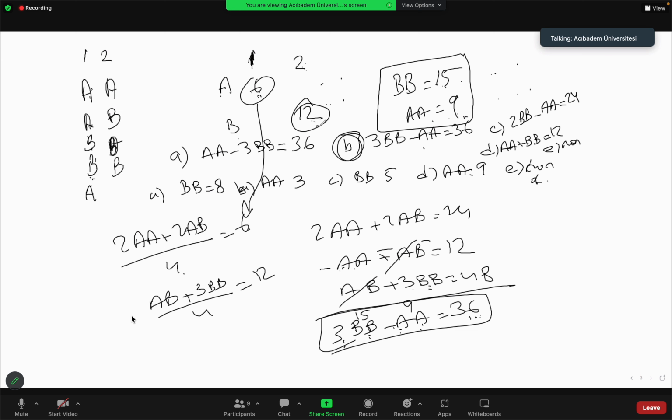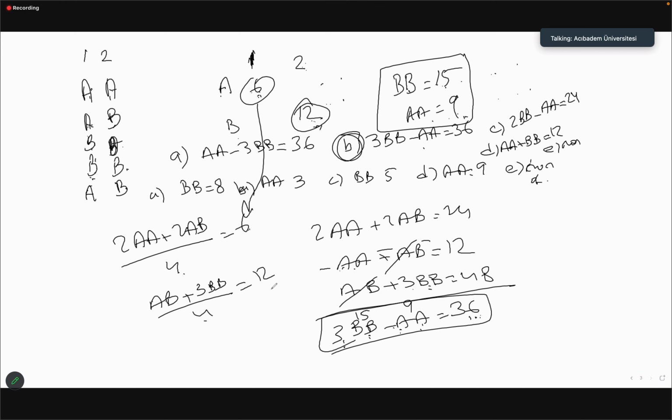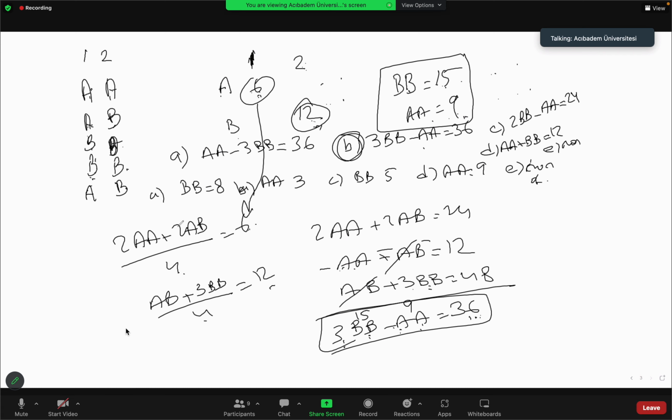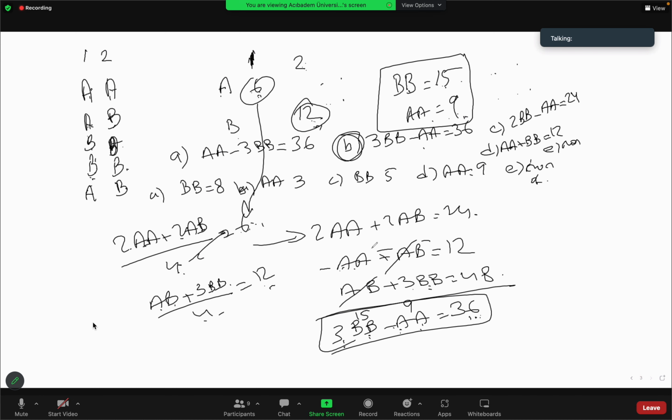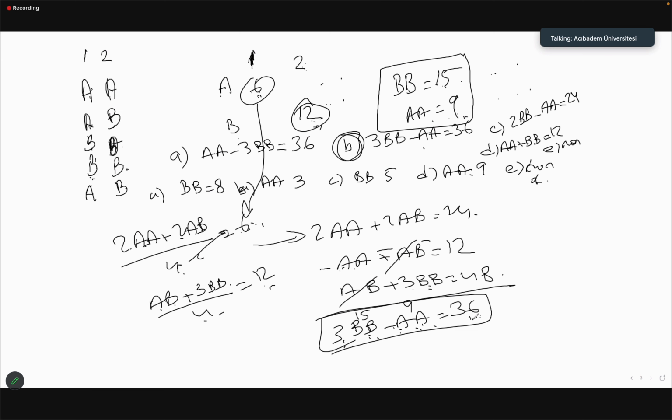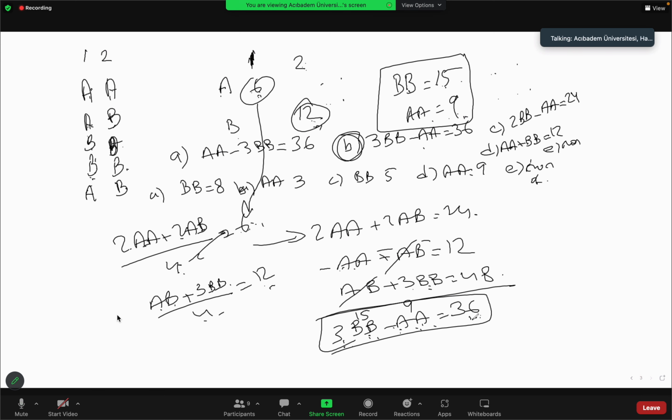B at position 2 is 12. AB plus 3BB over 4 is equal to 12. So if you write this one, 2AA plus 2AB equal to 24. Right? If you bring it, AB plus 3BB equal to 48. And here you subtract them. 3BB minus AA is equal to 36. Okay. Yes. Thank you. I understand.